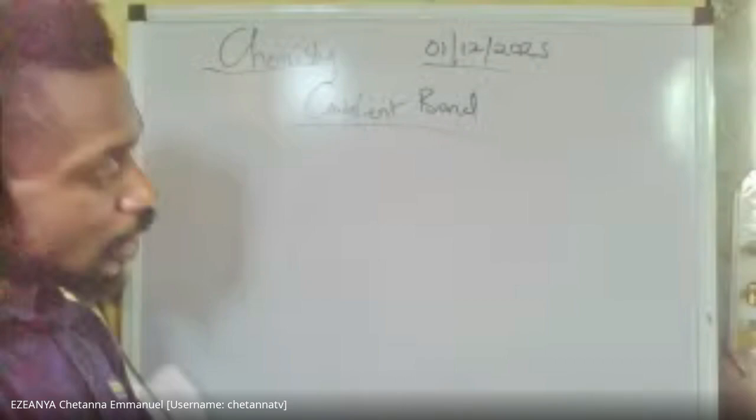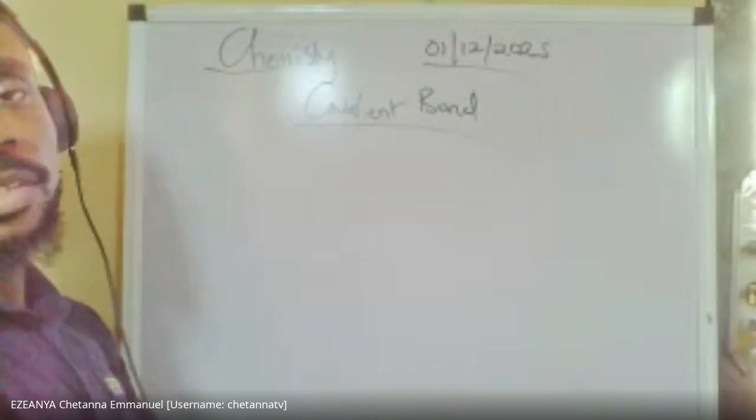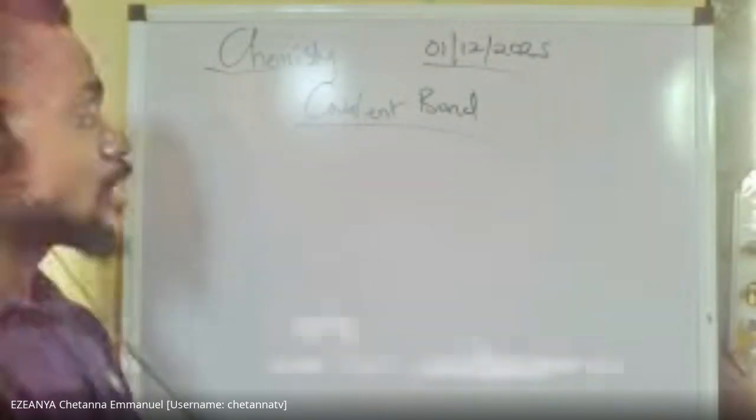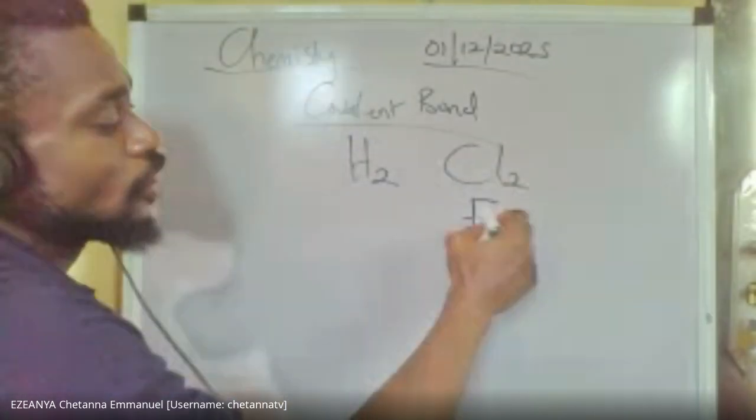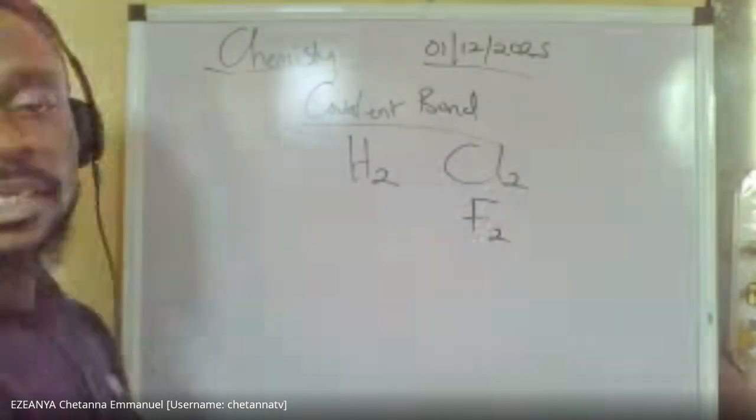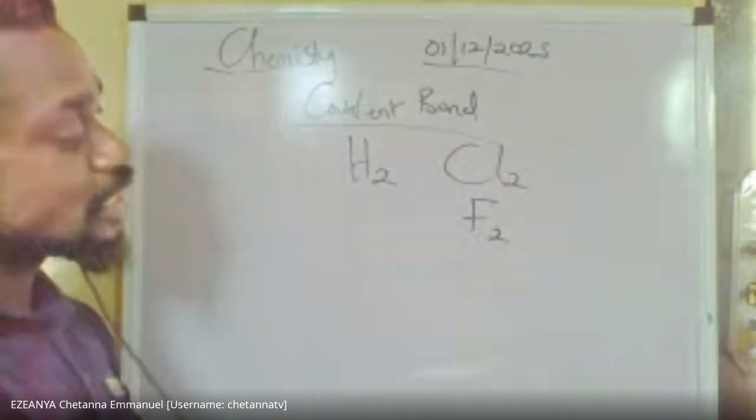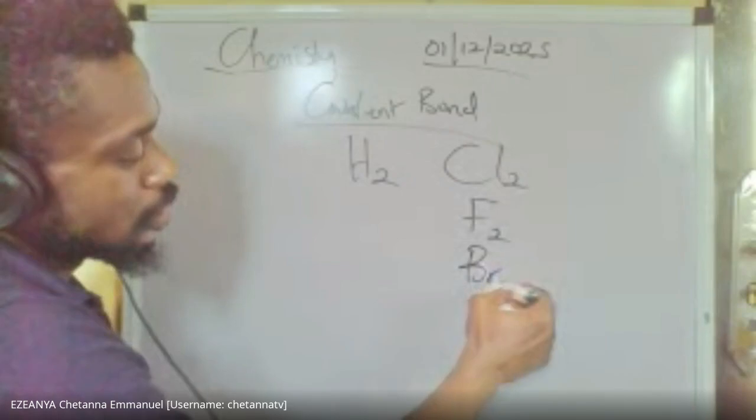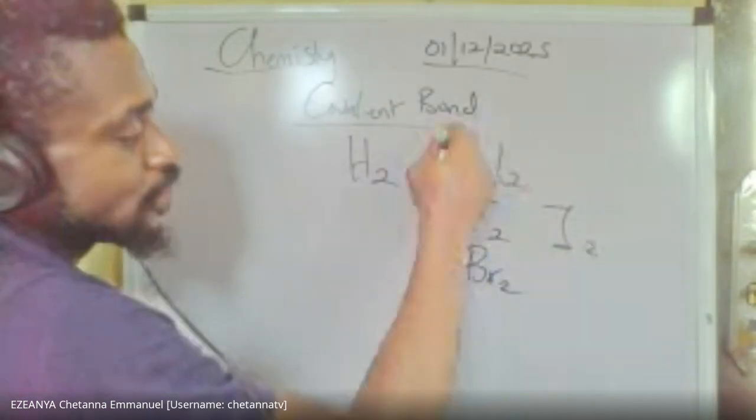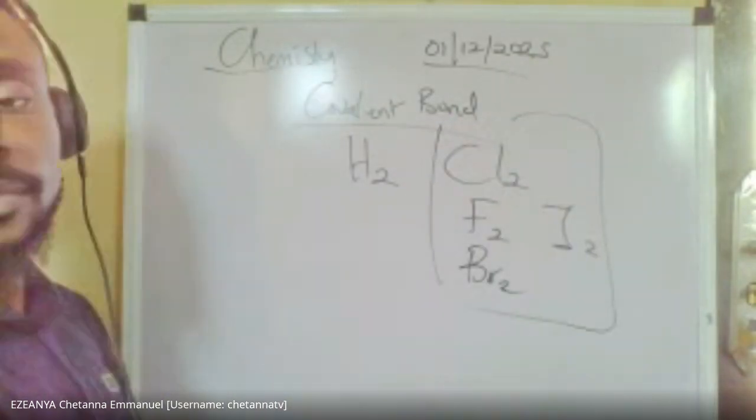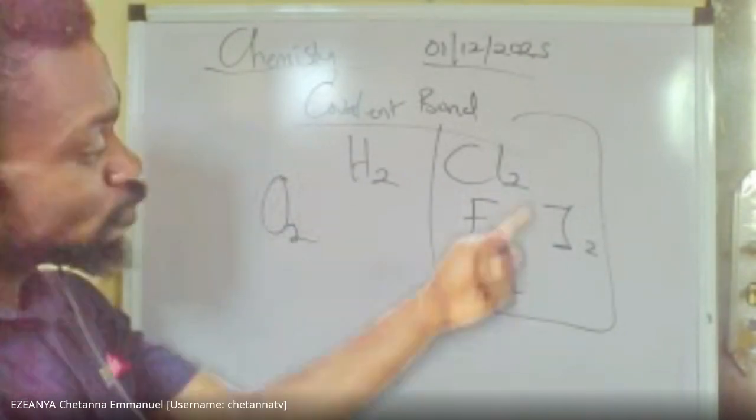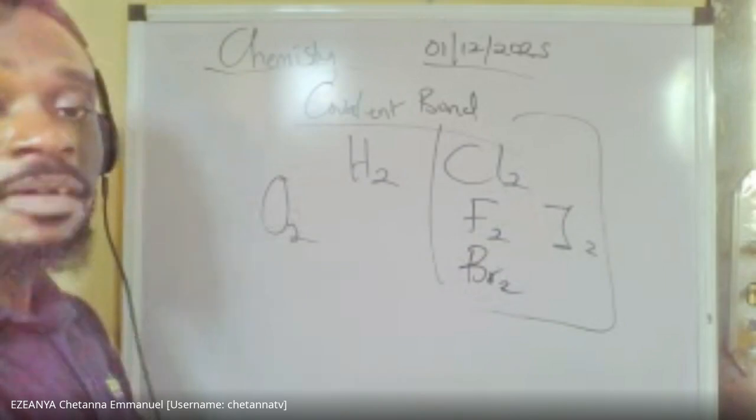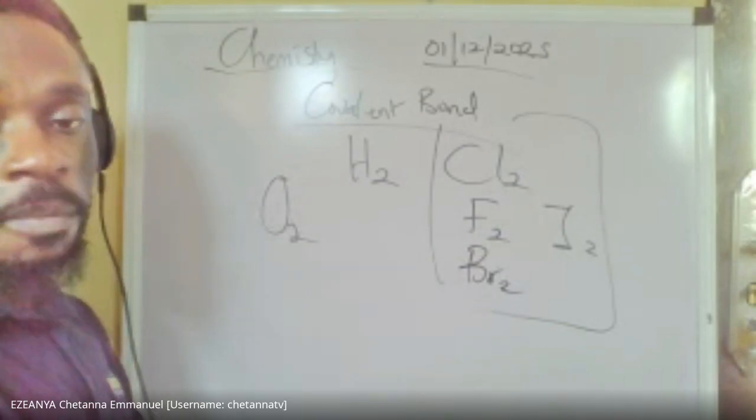Then halogens also have such a bond, because halogens, I think I've talked about it now. Halogens like chlorine are like this. Fluorine is like this. There are many of them. Halogens are like bromine, iodine. These are halogens. They also exist like this. Oxygen also exists as diatomic. I think I have mentioned the bonds between these are what? Covalent bonds.